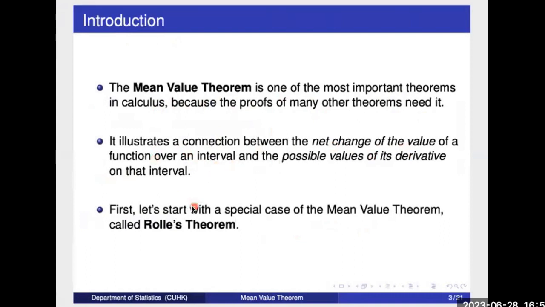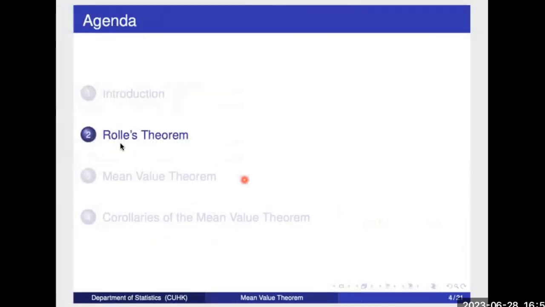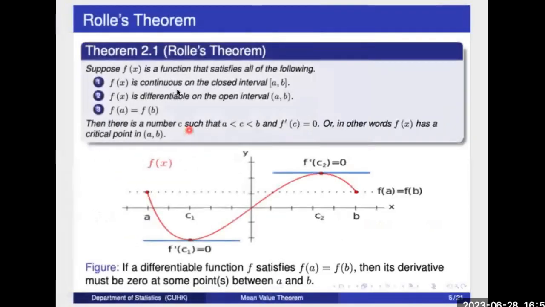Before delving into the details of the mean value theorem, it would be helpful to first explore its special case known as Rolle's theorem. Now, let's talk about Rolle's theorem. This theorem states that if a function satisfies certain conditions, then there exists a number c where its derivative is equal to 0. In other words, the function has a critical point within that interval.